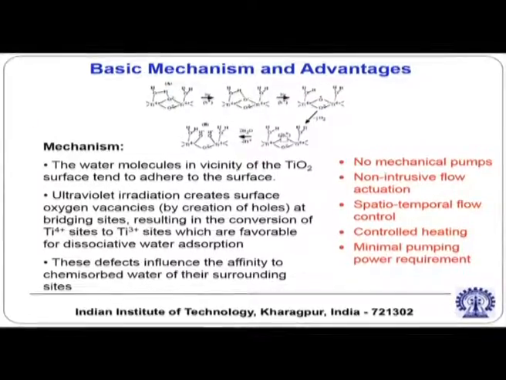What is the basic mechanism? The water molecules in the vicinity of the TiO2 surface tend to adhere to the surface. Ultraviolet radiation creates surface oxygen vacancies at bridging sites, resulting in the conversion of Ti4+ sites to Ti3+ sites. This is the basic chemistry that takes place. These new Ti3+ sites are favorable for water adsorption, which makes the surface hydrophilic.